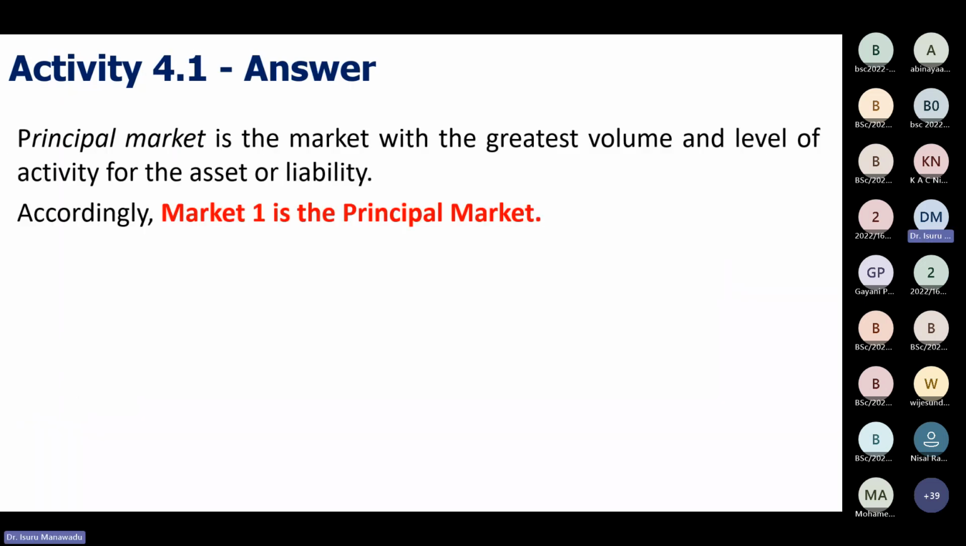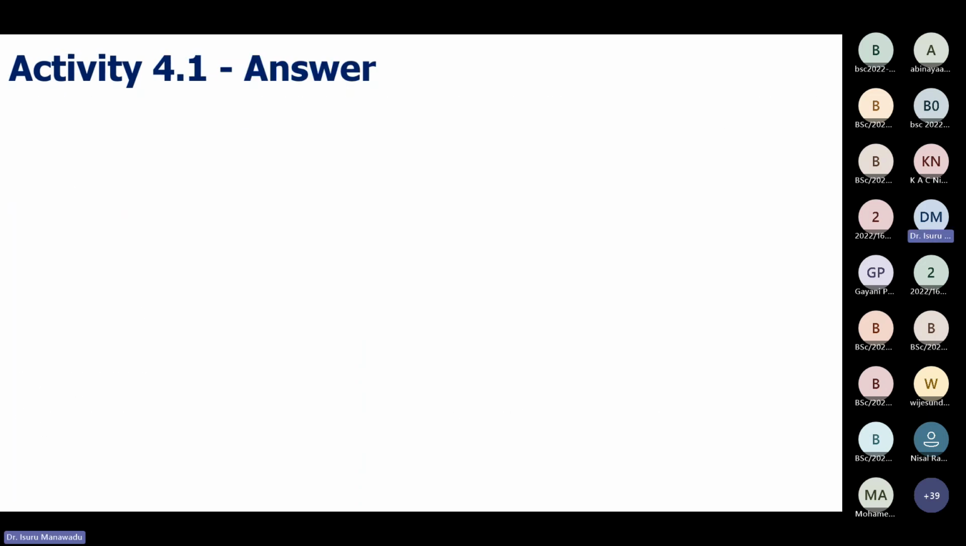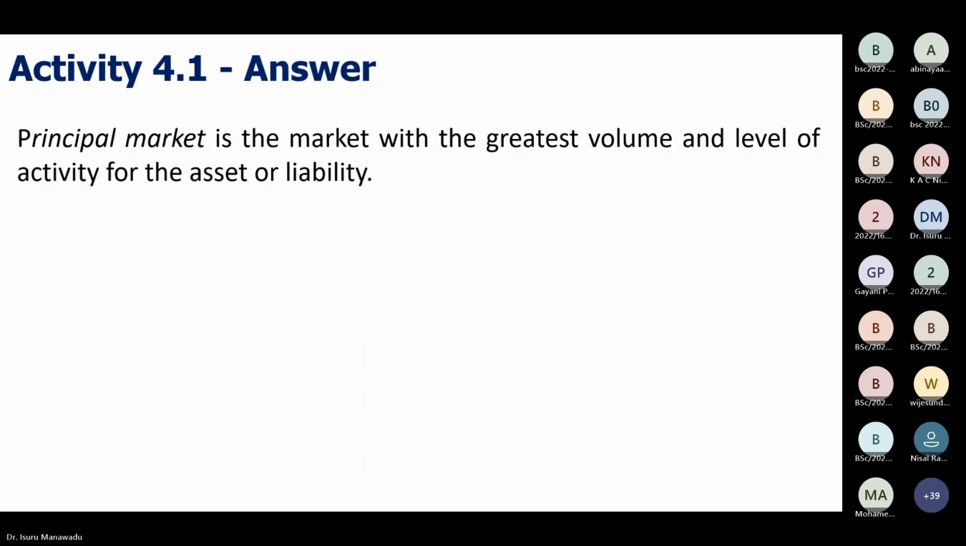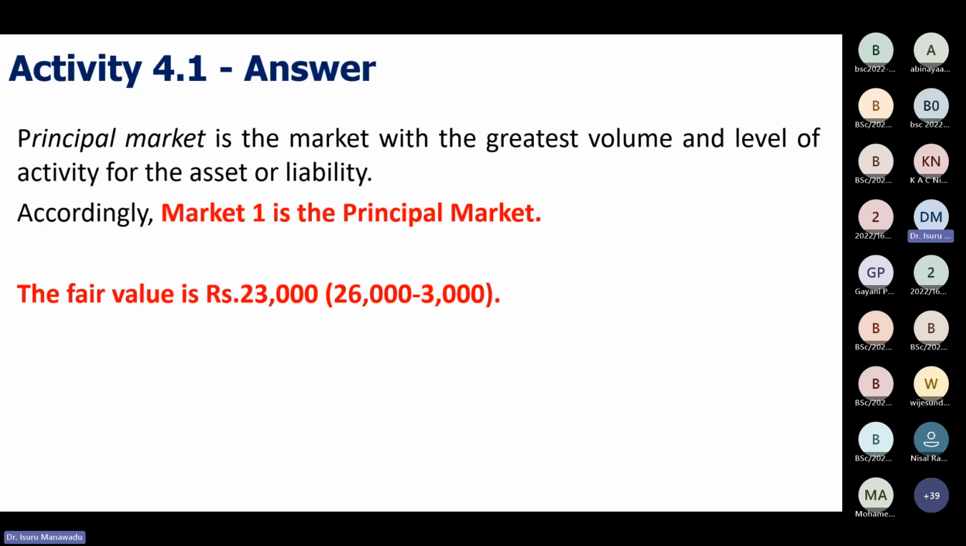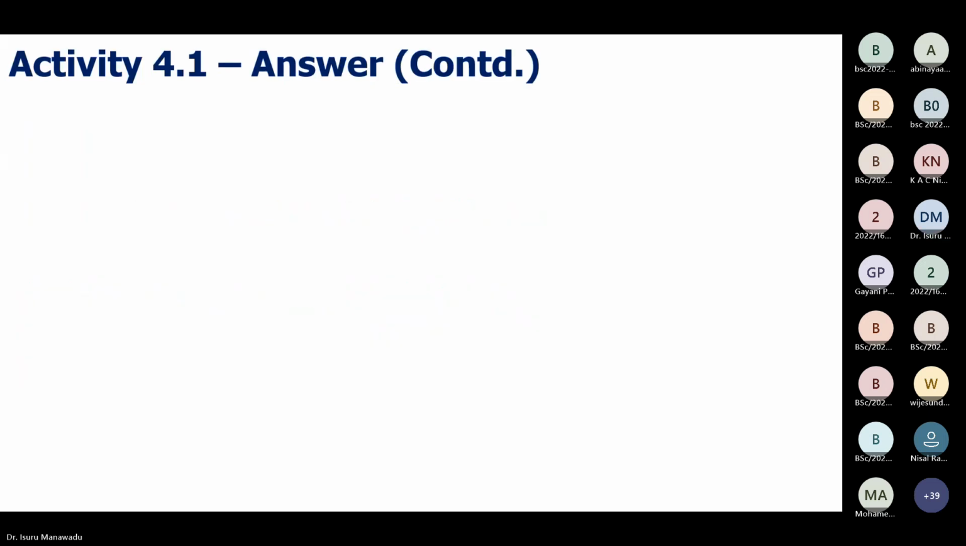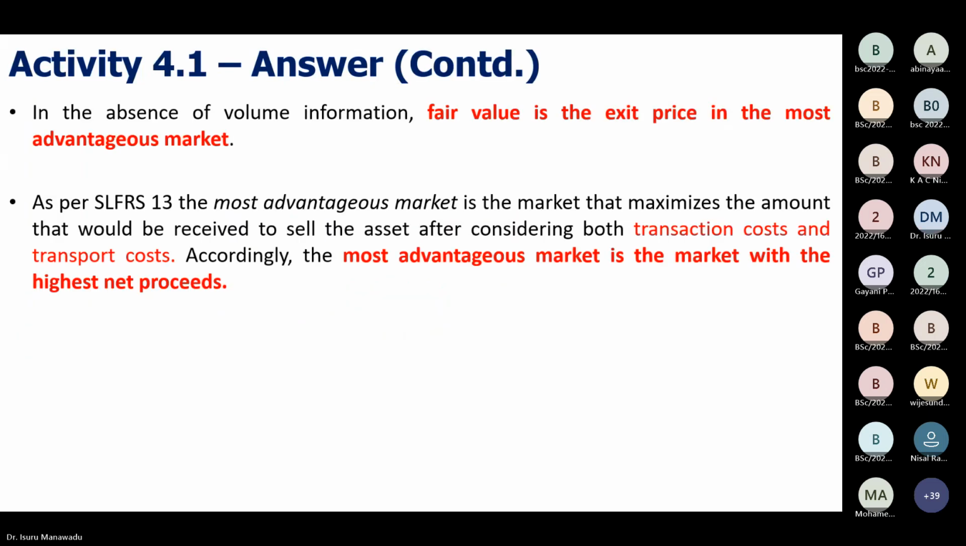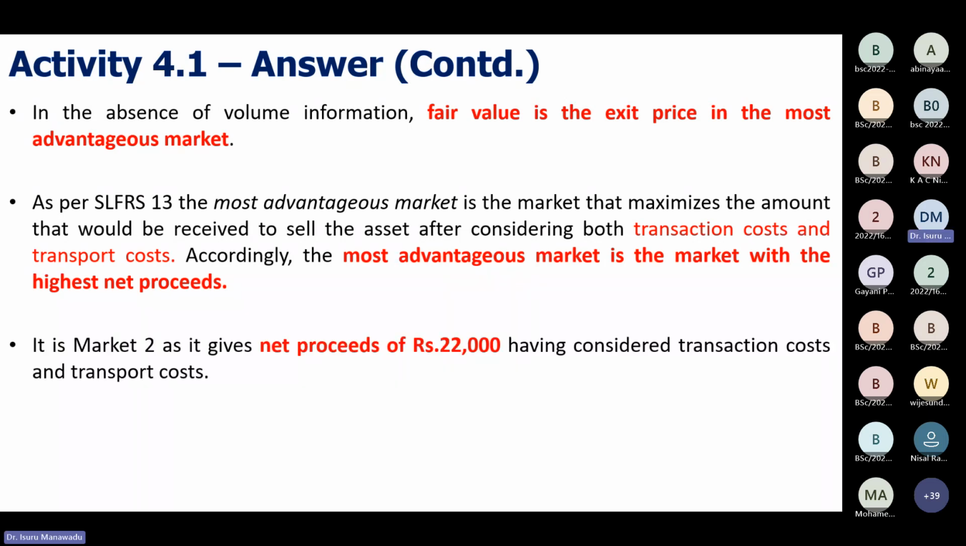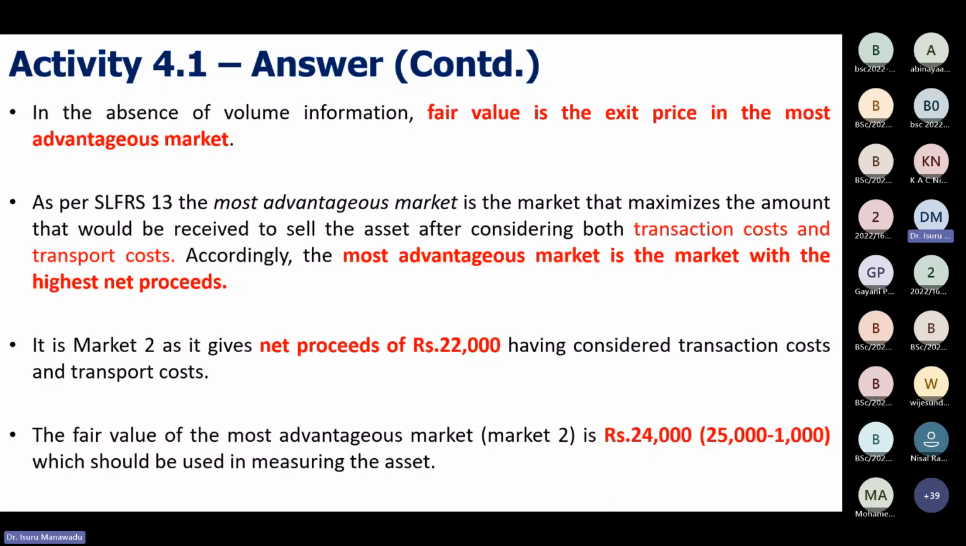Market one or the Asia market is the principal market. Then the most advantageous market, 22,000. Right. The fair value is 24,000.